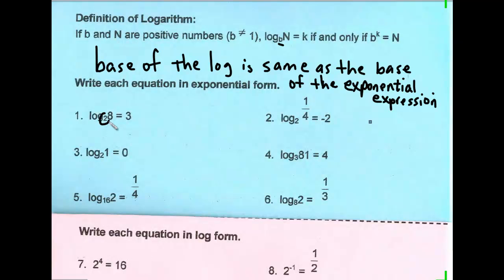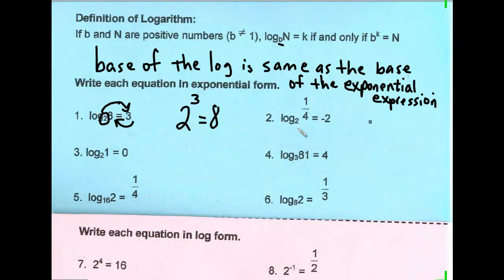Put a circle around the little base 2. The base of the log is the same as the base of the exponent, so I'm going to write 2 as a base to my exponential expression. Raise the 2 to the third power, and that is equal to 8. 2 to the third equals 8.